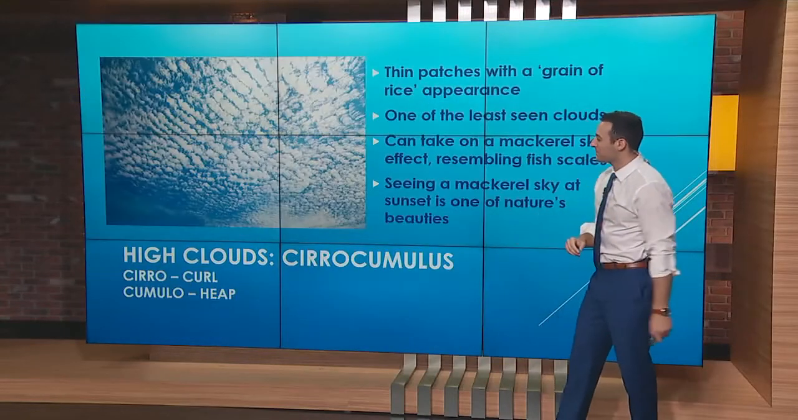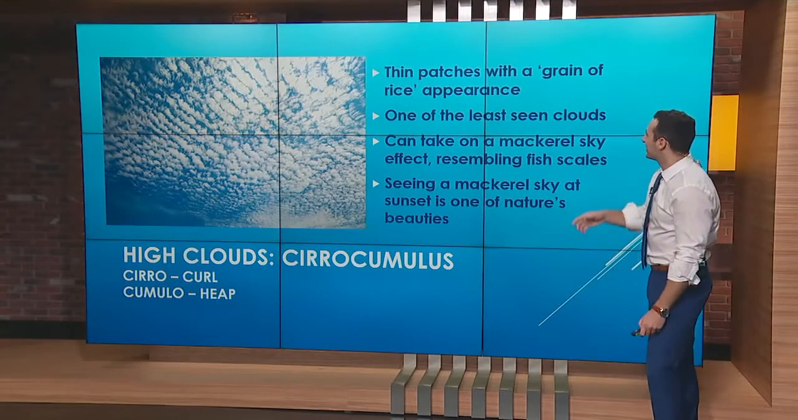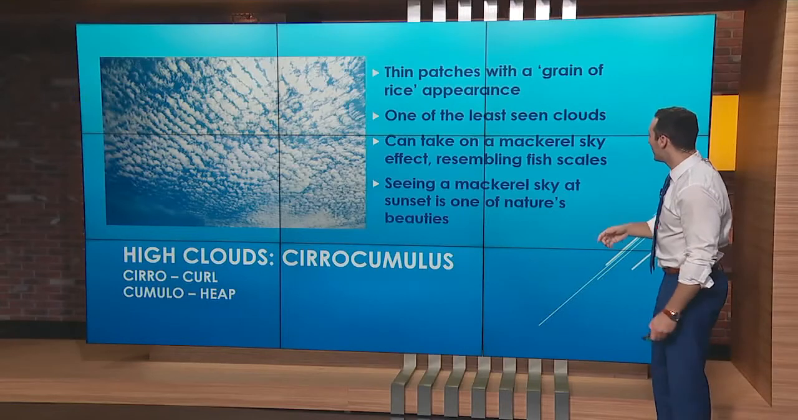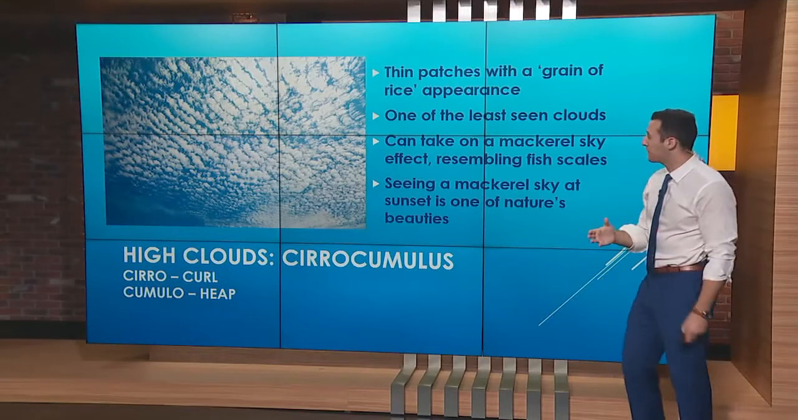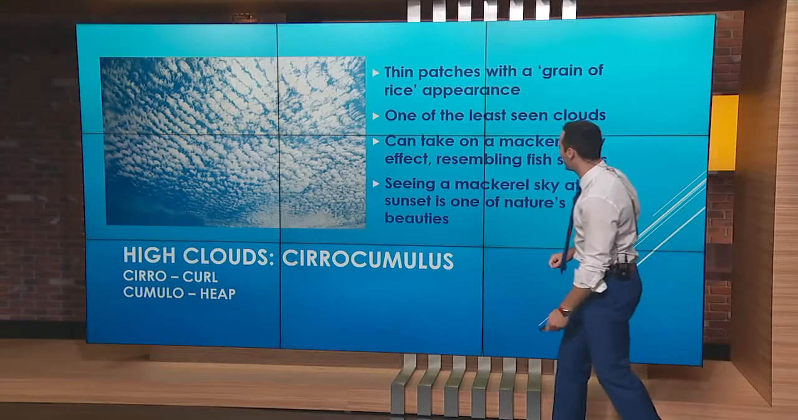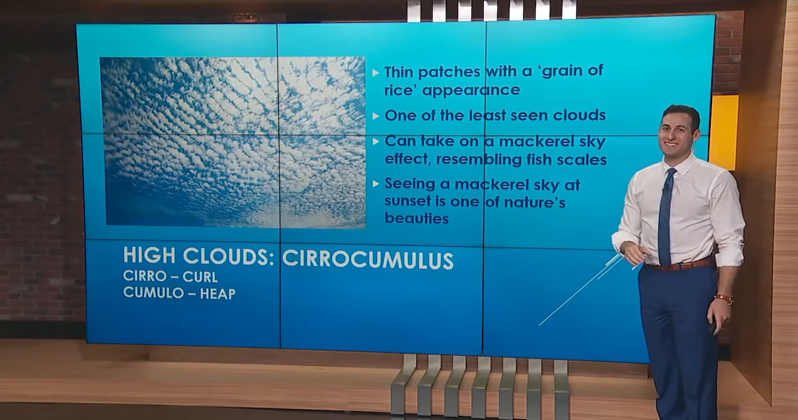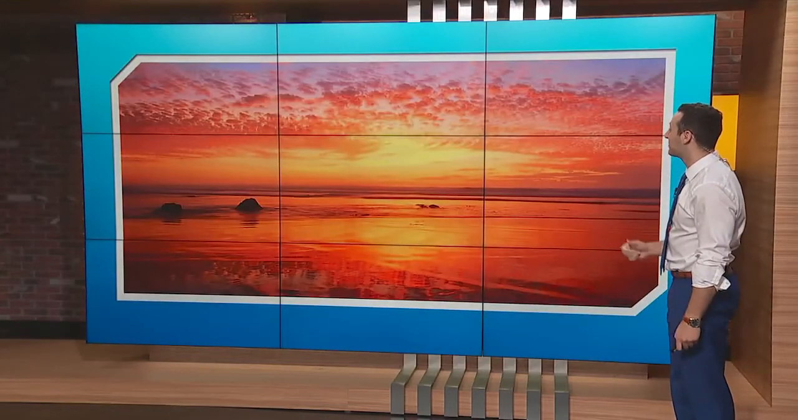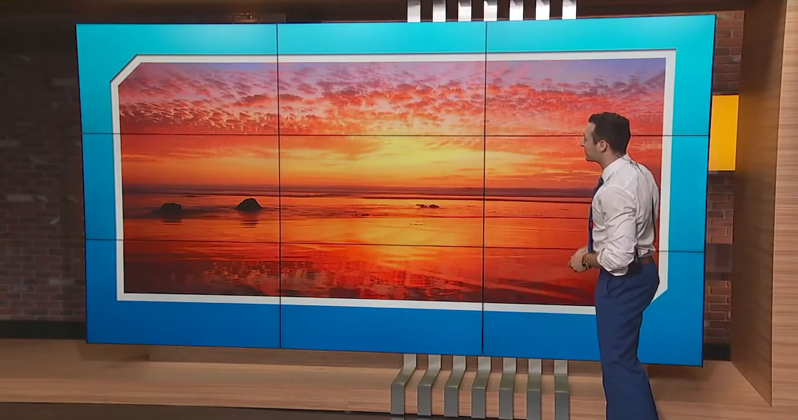Second one we're going over is cirrocumulus clouds, and these aren't often spotted. So these are thin patches with a grain of rice-like appearance. They're one of the least seen. They could take a mackerel sky effect, kind of looking like fish scales, what you're seeing here in the picture. And seeing this when it comes to sunset, and man, it's amazing. You're in for a treat. So this is what it could look like if you see cirrocumulus clouds at sunset. It usually makes for beautiful colors as you have the reflections of those colors bounce off each of those clouds.